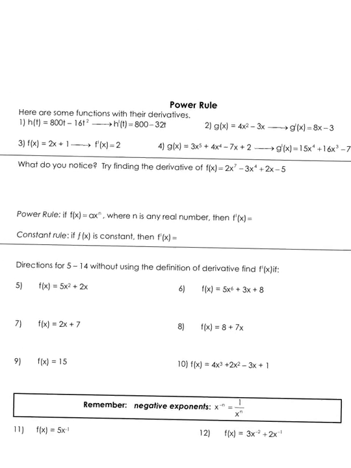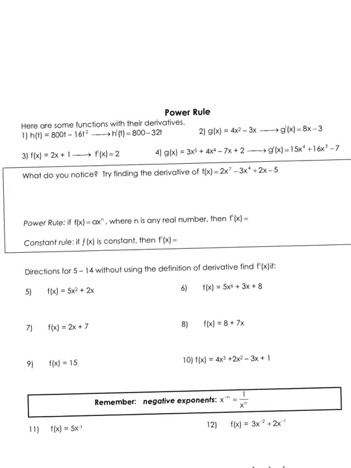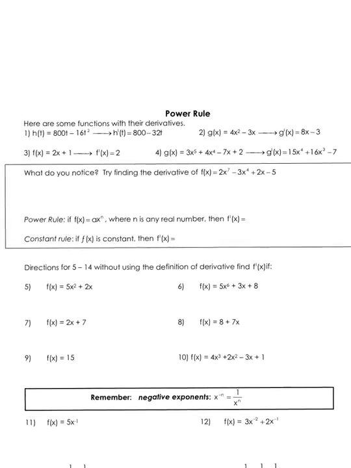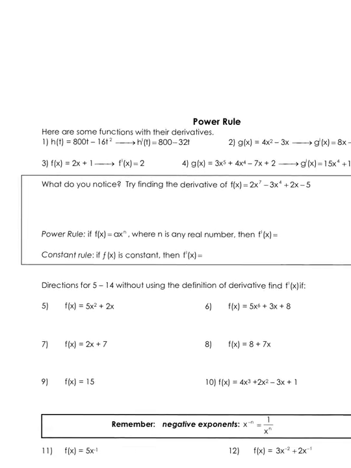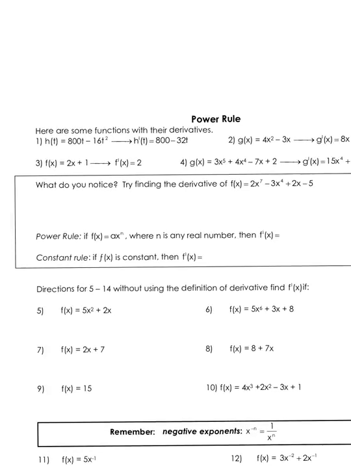So, at the top here, I have 4 problems that came up in the packet so far. The first day, and then this came up again the second day. This function, h of t equals 800t minus 16t squared, the derivative was 800 minus 32t. So there's a way to get from here to here without having to go through the whole definition of derivative.